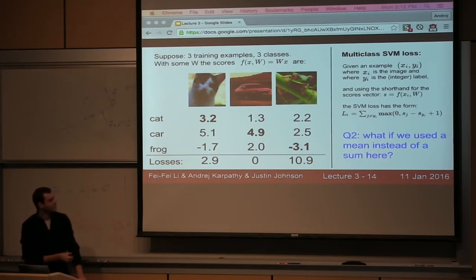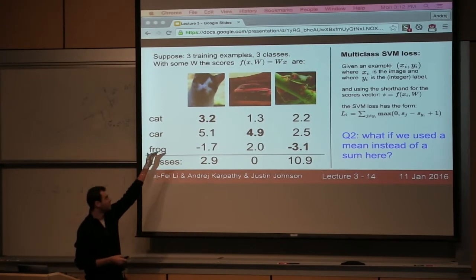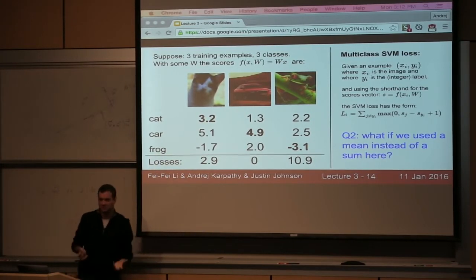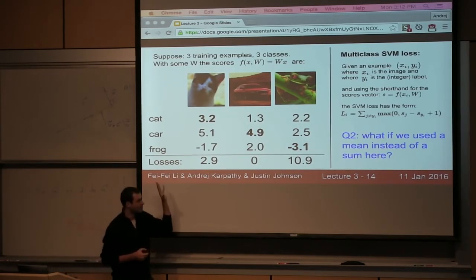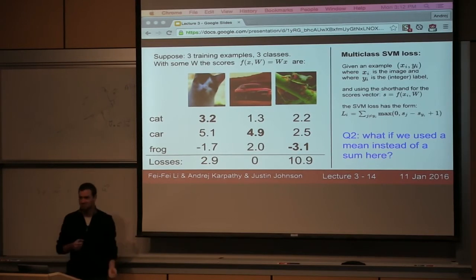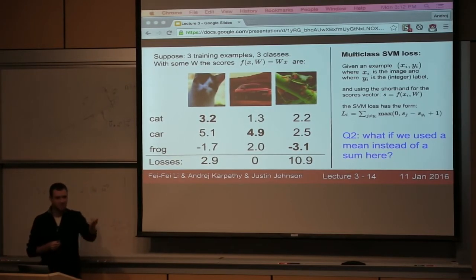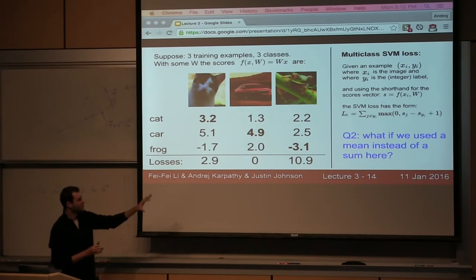Second, what if we used a mean instead of a sum, right? So I'm summing up over all these constraints. What if I used a mean? Just like I'm using mean to actually average over all the losses for all the examples, what if I use the mean over the scores, the score constraints? Go ahead. If you have too many classes, that would sort of dilute the loss, possibly. So you're saying if there were too many classes, that would dilute the loss.